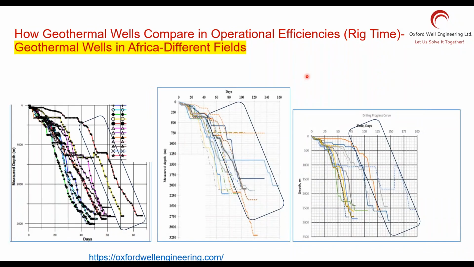The first in any field, the encircled ones are the ones that they drilled first. They ran into all kind of problems. Then they start to learn from it, and you can see the shifting to the left. They were drilling the very first well are the ones that are in the rectangle.